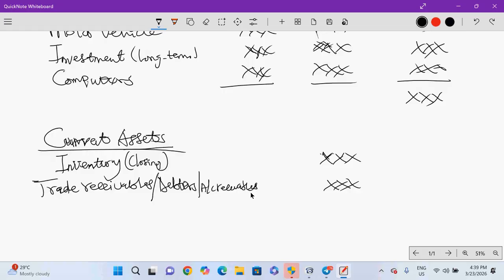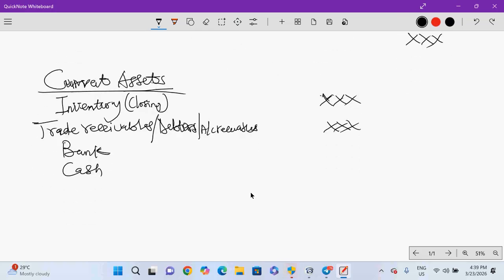What is next? Cash or bank. Bank or cash. What else? Prepayments, or prepaids. Prepaid expense.